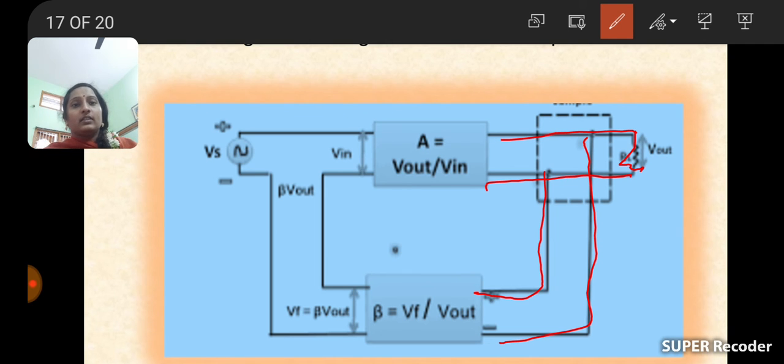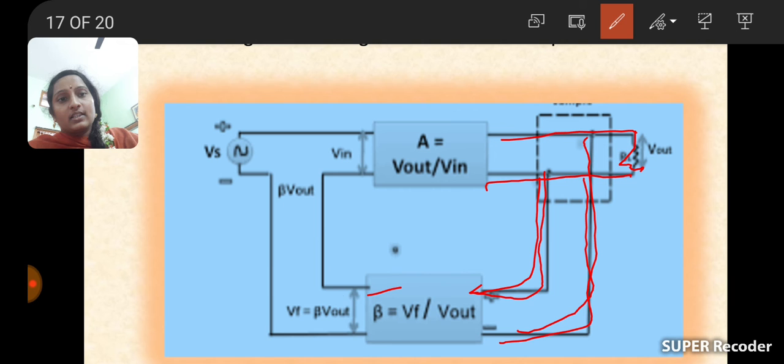So here, this is the voltage series feedback amplifier. In a voltage series feedback amplifier, whatever parameter is connected is the voltage, and it is connected in series with the feedback voltage.